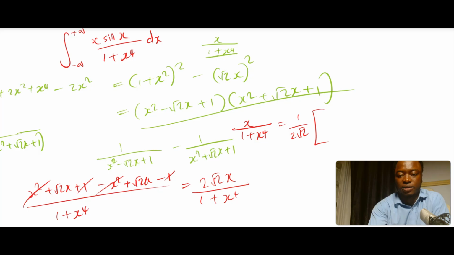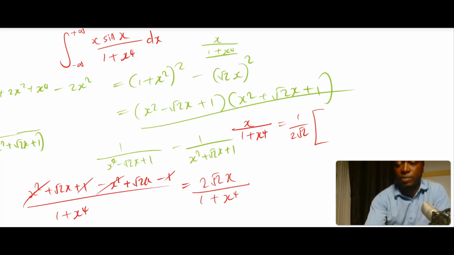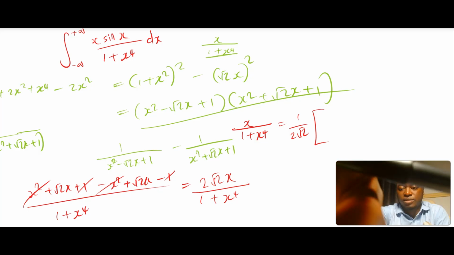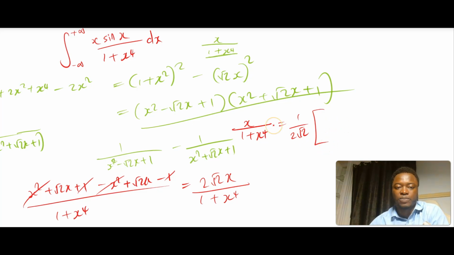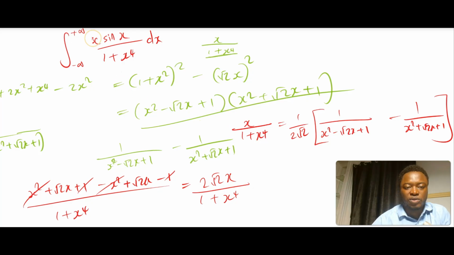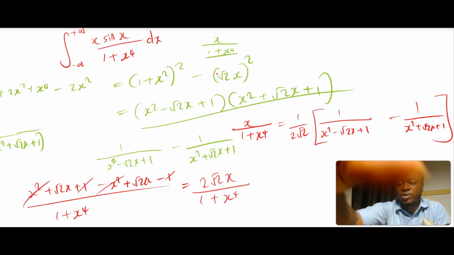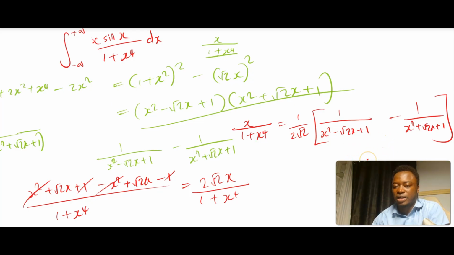So it will multiply 1 divided by x squared minus square root of 2x plus 1 minus 1 over x squared plus square root of 2x plus 1. So now that it is possible to put the rational terms here in partial fractions, at least we'll have two integrals, and we'll just pray that good things happen from here.